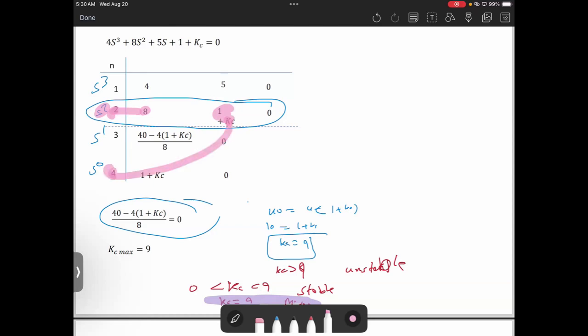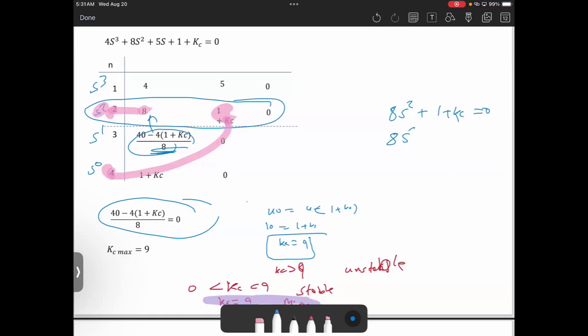So we'll look at the row above this one, because we already did the criteria here. Look at the row above it, which is this one. Then it will be 8s squared plus 1 plus Kc equals 0. Then substitute Kc as 9. It will be 8s squared plus 10, 9 plus 1, 10 equals 0. Therefore, s squared will be -10 over 8. S will be plus minus j, because square root of -1, root of 10 over 8.